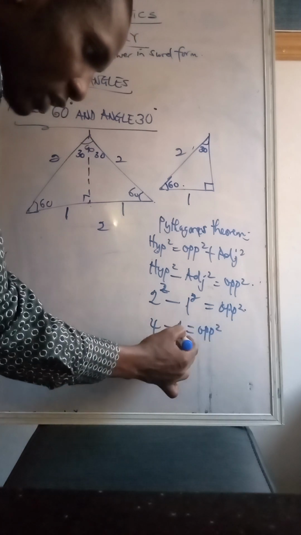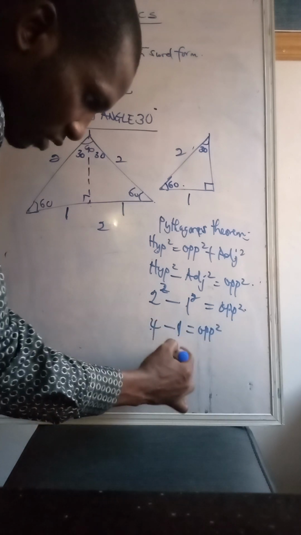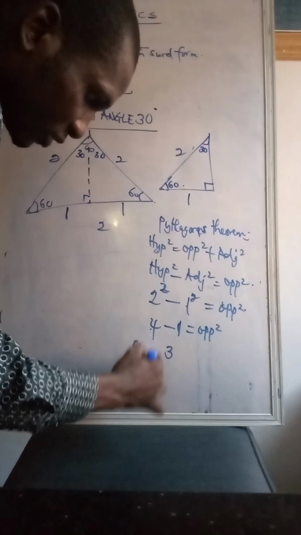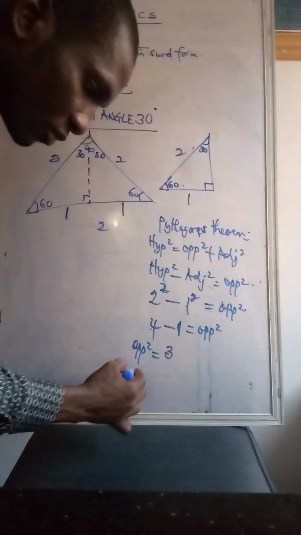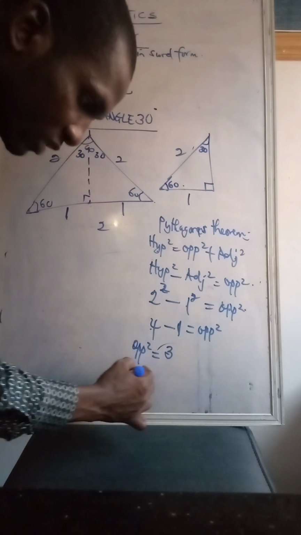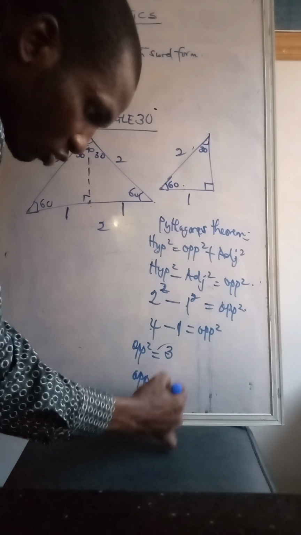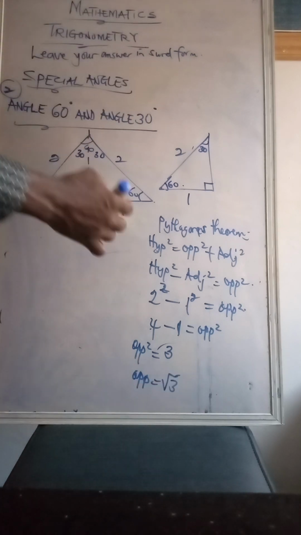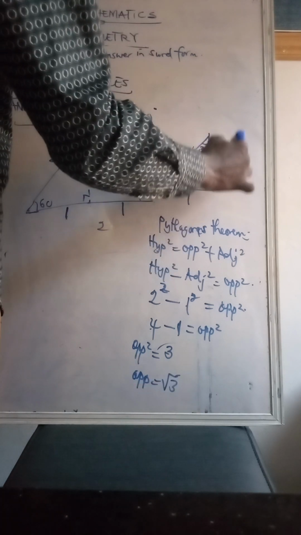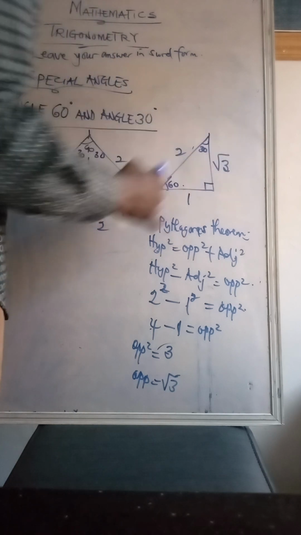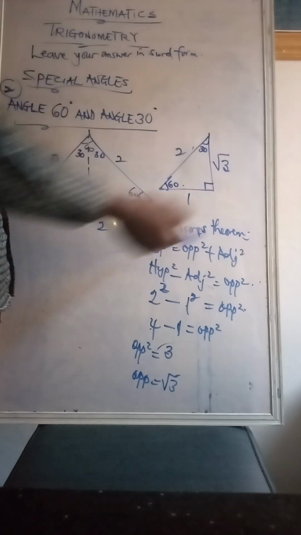So if I remove 1 from 4, I'll get 3. So which means that my opposite square equals 3. So we find the square root of both sides. So which means that the opposite is root 3. Therefore, the opposite here is root 3. So it is something we can easily memorize.